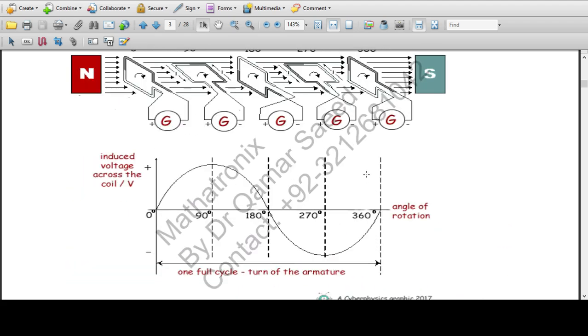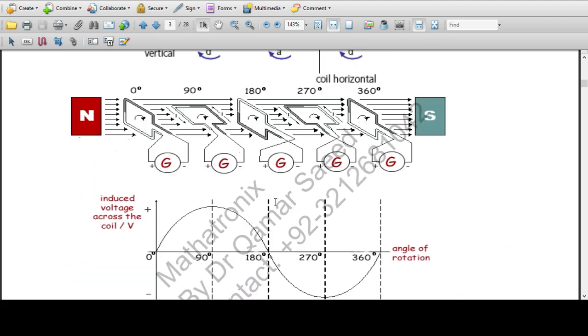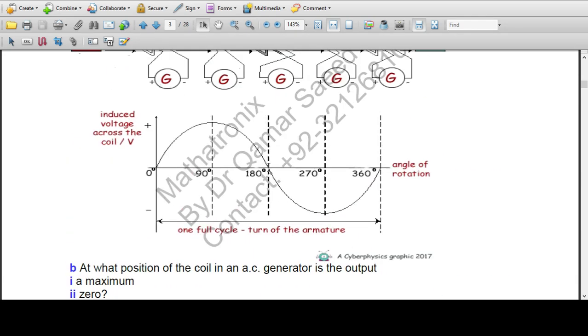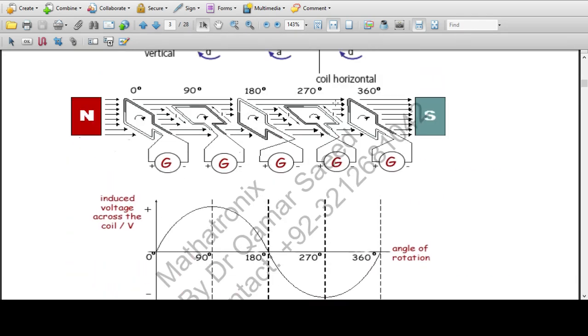and on the other side at this position, 0 EMF, because these are in parallel. So at this point, when the coil is upright, when the field and coil movements are in parallel, means minimum or no cutting of the field flux, means 0 EMF is induced in the coil in this case. 0 EMF is induced.